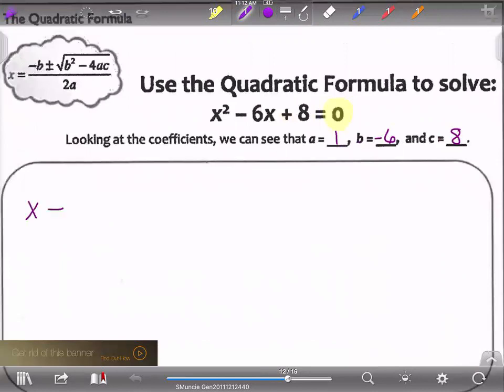Quadratic formula is x equals one big old fraction. For the top of that fraction, I need negative b. What would I write for negative b? What is negative parentheses negative 6 actually? Positive 6. We want the opposite of b. So the negative b in the formula says, hey, go to b and change the sign. It was negative, we're going to write positive. Yep, if it was positive, we would write a negative.